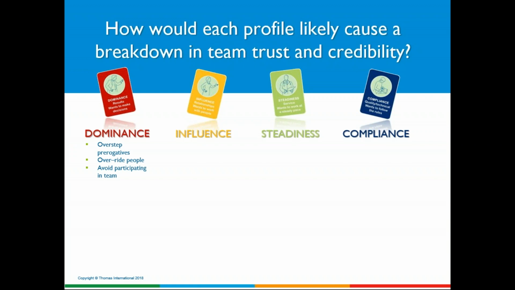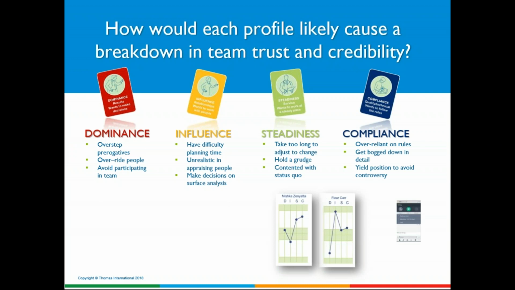So for dominance, they may overstep prerogatives. They may override people. They may avoid participating in a team. Influence. They may have difficulty planning time. They may be unrealistic in appraising people. They may make decisions based only on surface analysis. High steadiness may take too long to adjust to change. They may hold a grudge. They may be contented with the status quo. And the compliance may be over-reliant on rules. They may get bogged down in detail, and they may yield their position to avoid the controversy.